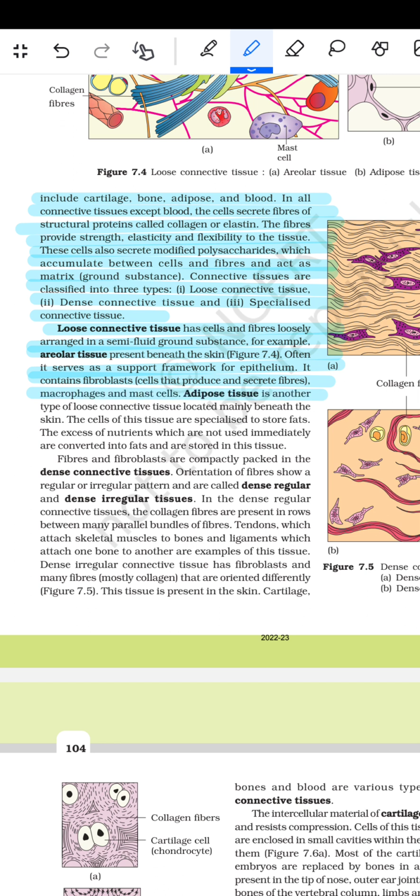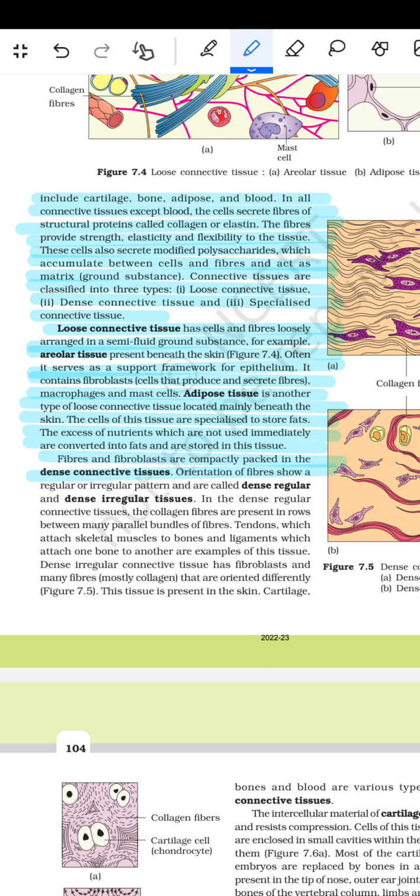Adipose tissue is another type of loose connective tissue located mainly beneath the skin. The cells of the tissue are specialized to store fats. The excess of nutrients which are not used immediately are converted into fats and are stored in this tissue. Fibers from the fibroblasts are compactly packed in the dense connective tissue.